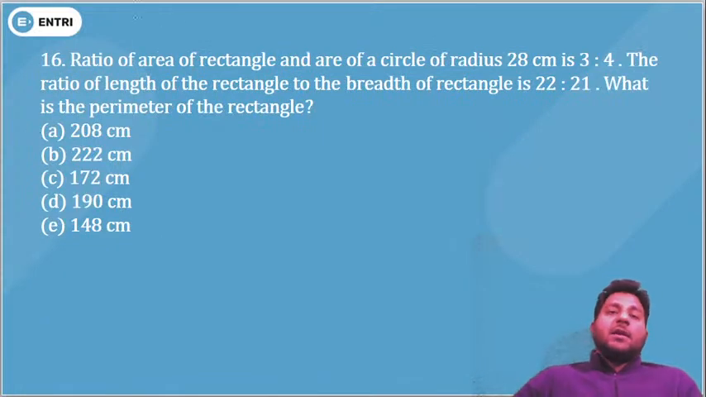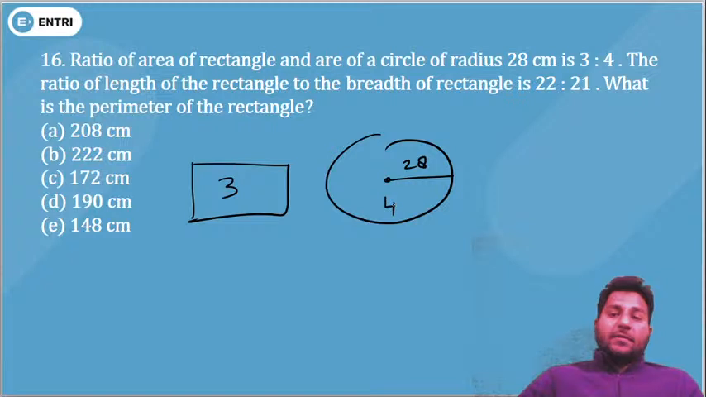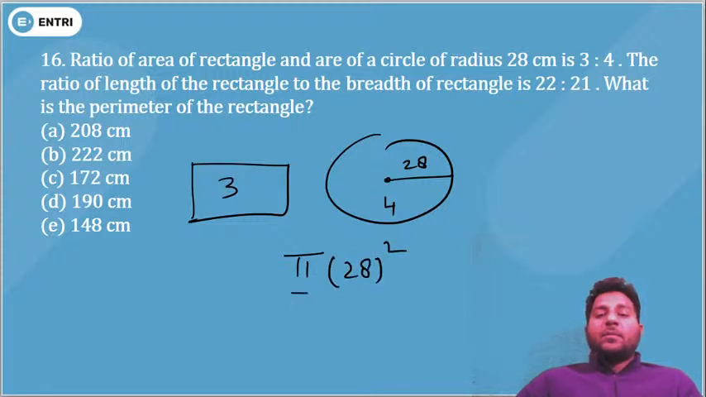Next, ratio of area of rectangle and area of circle of radius. So circle radius has been given as 28 centimeter and area of rectangle will be 3 ratio and area of circle, yes Rani, in 4 ratio. So let's find out. Pi 28 square will be equal to 4, and with multiplication of 3 you will find out the area of rectangle, which means 7 into 28 into 3 pi.